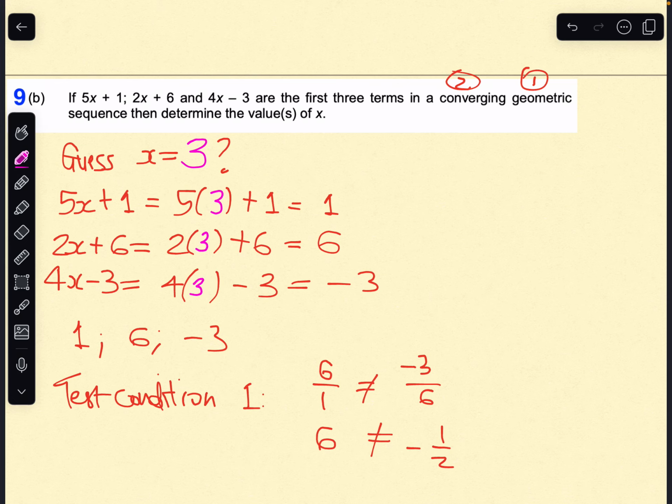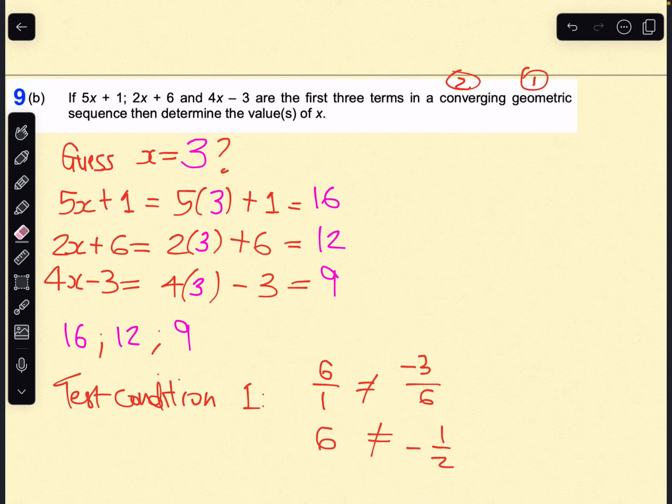Okay, so now my first term will be 16. My second term will be 2 times 3 is 6 plus 6 is 12. And then my third term will be 4 times 3 minus 3, so 12 minus 3, which is 9. So now with x equal to 3, my sequence changes to 16, 12, 9.